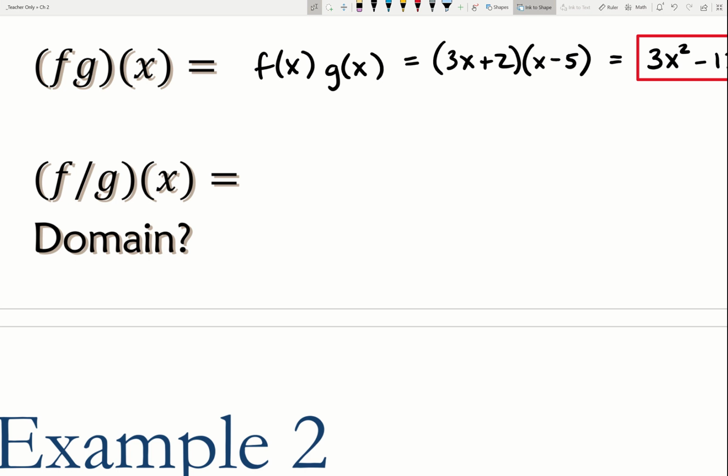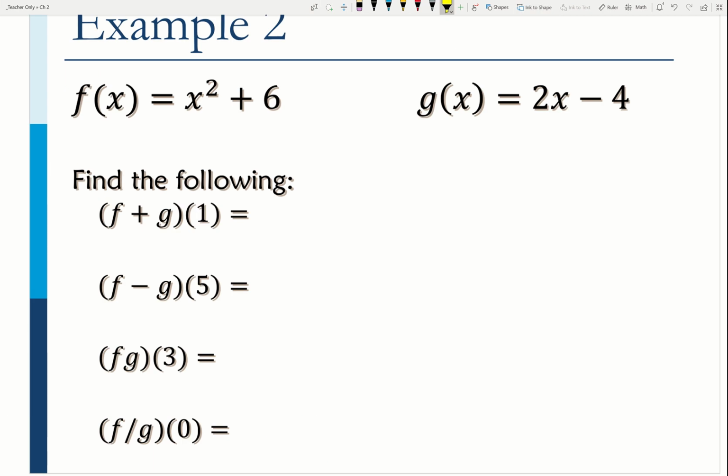In example 2, it's going to be the exact same type of problem, except they're going to give us two different functions for f and g. And here, instead of figuring these out for any generic x, what we need to do is figure out the outputs for these specific inputs right here: 1, 5, 3, and 0. So setting these up, f plus g of 1, of course, we're going to have the output of f when we input 1, plus the output from g when we input 1.